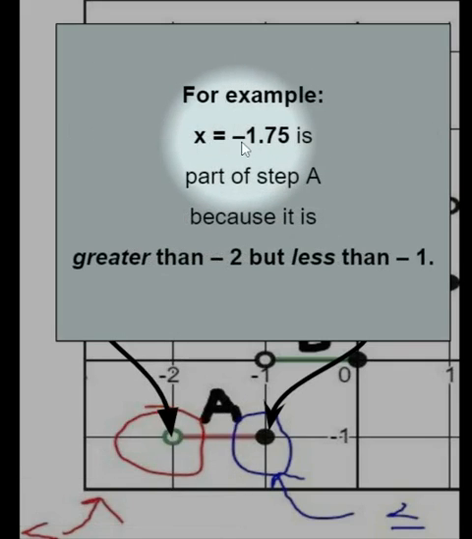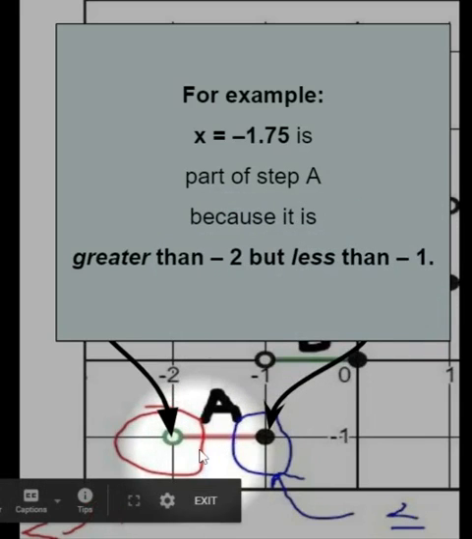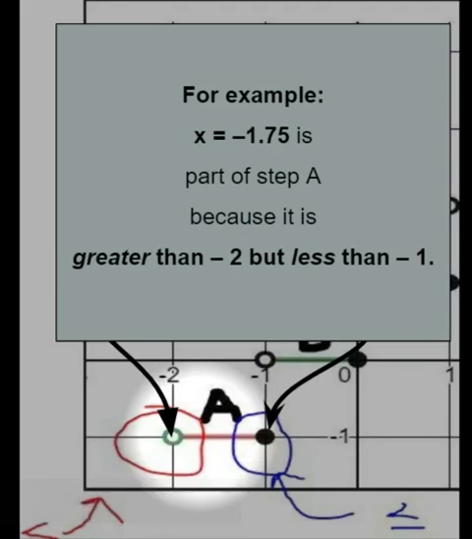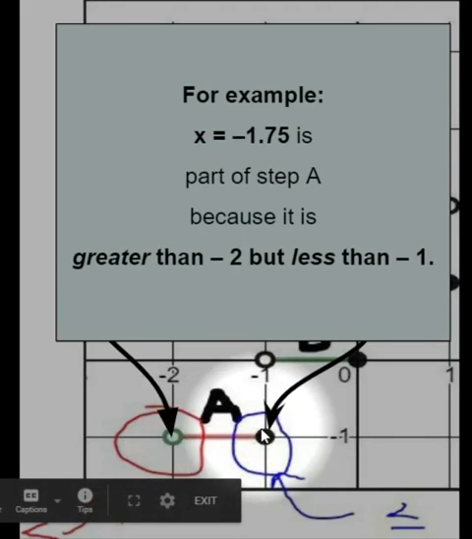For example, x = -1.75 is part of step A because it's greater than -2 but less than -1. -1.75, maybe it's right around there approximately. So it's greater than, or to the right of, -2 but to the left of -1. So we know it's part of that.